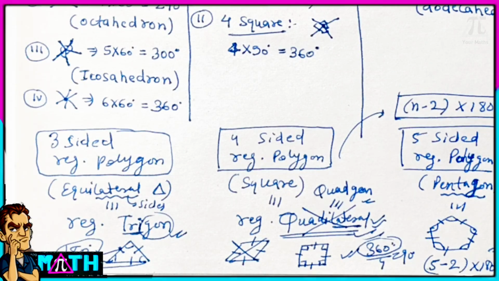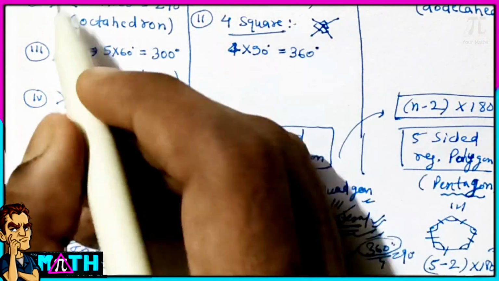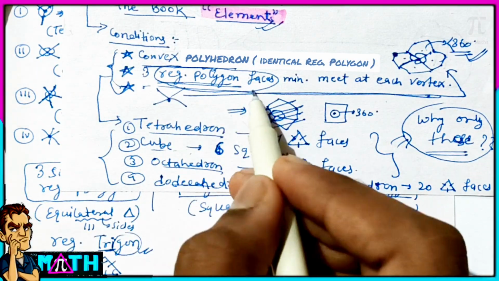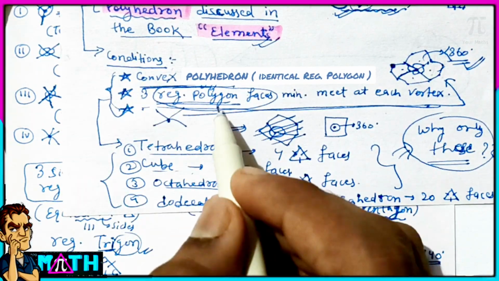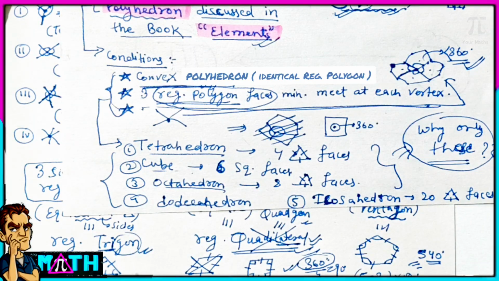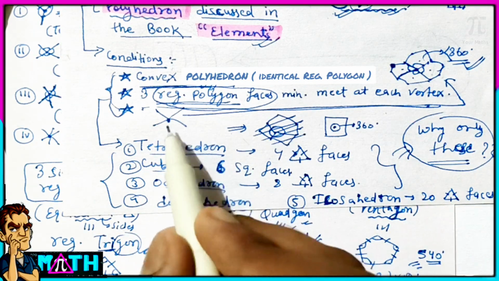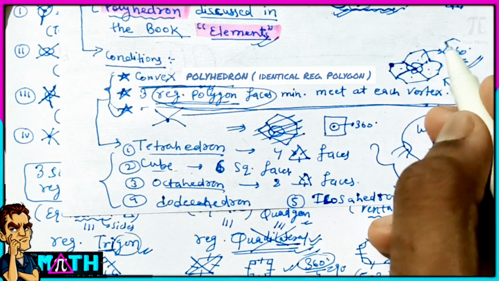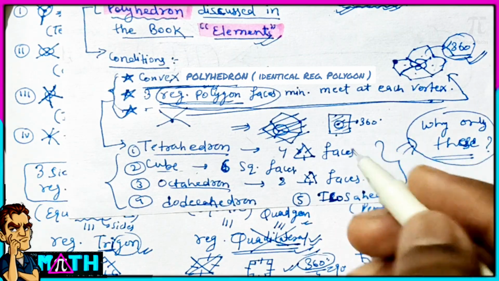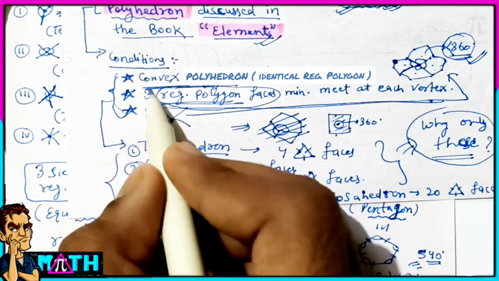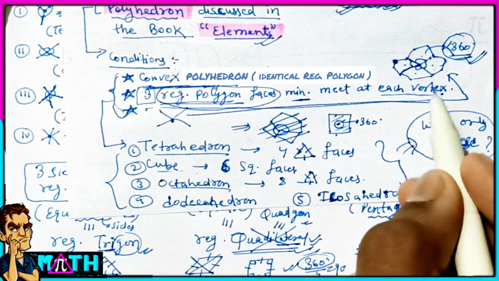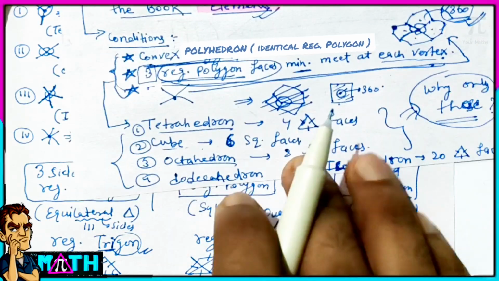Now let's start from the 3-sided regular polygon, and let us see what the other conditions are to make a polyhedron a Platonic solid. So we have covered all possibilities of regular polygon faces. Now there is one more thing: a minimum of 3 regular polygon faces must meet at each vertex, and the angle total must be less than 360 degrees, which we will check.